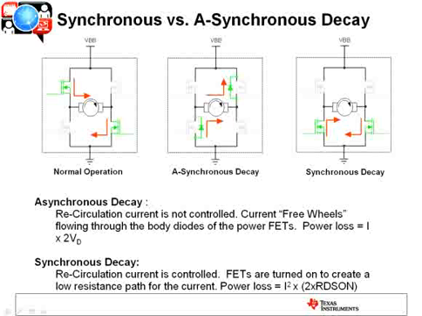Now in synchronous decay, instead of just letting the current freewheel, you turn on, for example, the low sides in this example, and you provide a low resistive path for that current to flow. One advantage right off the bat is typically the RDS(on) is low enough that the power loss in synchronous decay is going to be much lower than the voltage drops across those diodes. So it's going to be more efficient in synchronous decay.